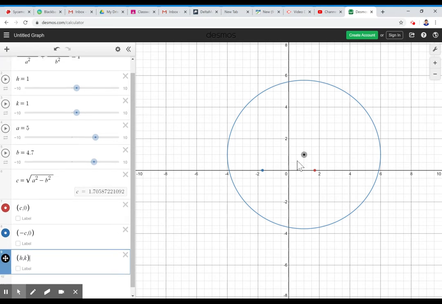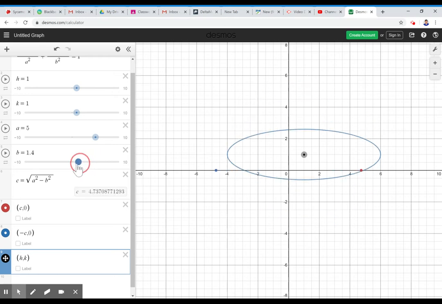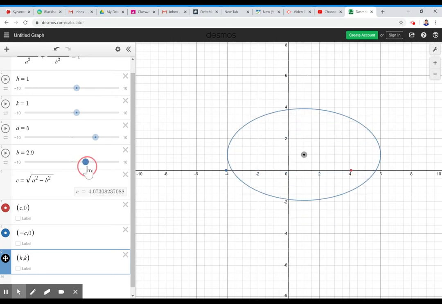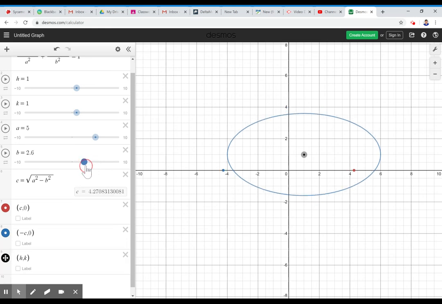And so you can see this black point is the center of the ellipse. As we move our b down, you can see it stays in the center. Now, one of the things that's happening here is my foci are not appropriately placed. That's because the foci are always going to be on the major axis, and the major axis is going to be along the line where y is equal to k.